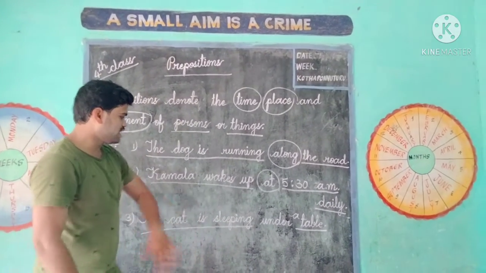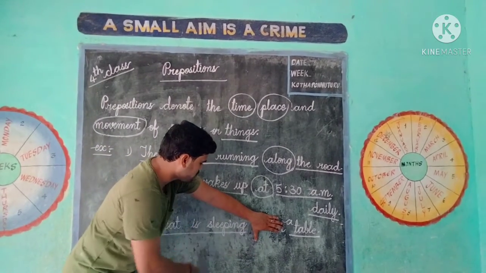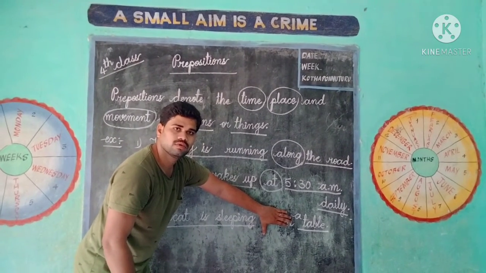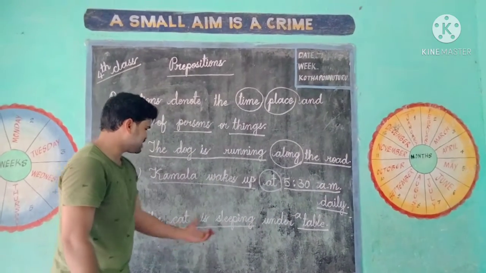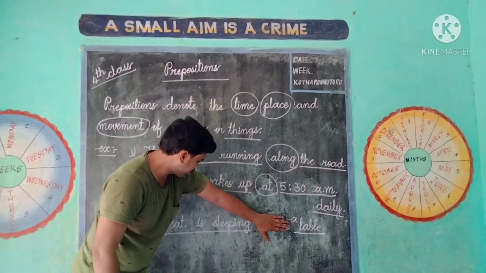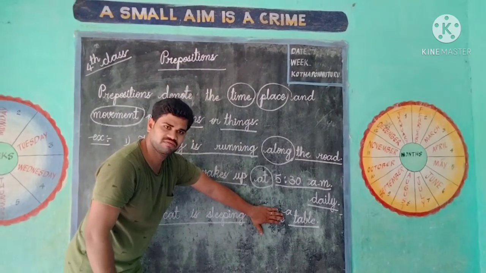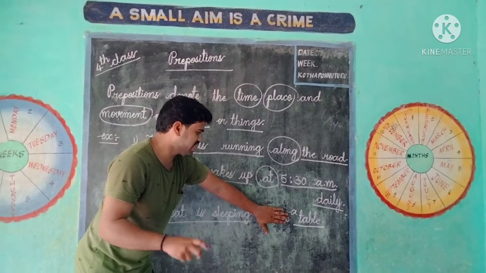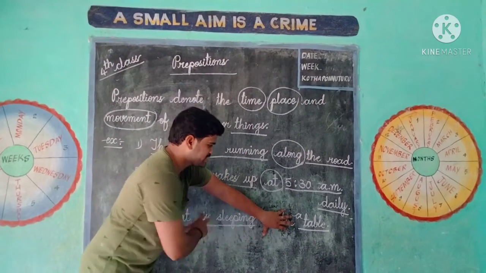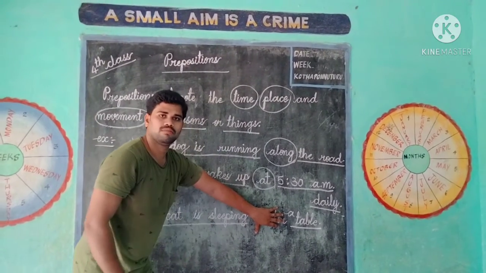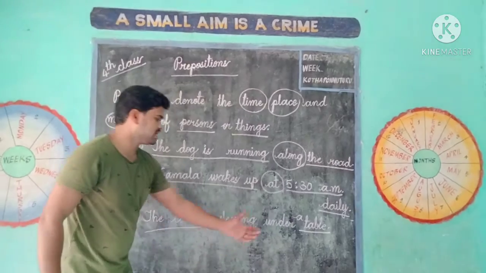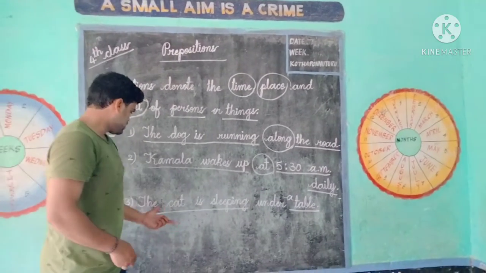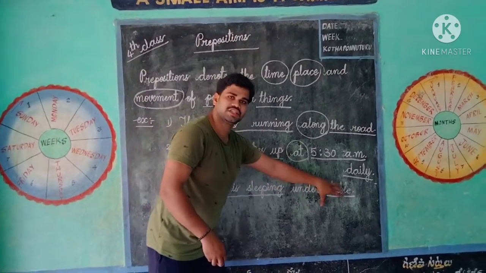If you don't write anything between these two parts, the cat is sleeping a table. The cat is sleeping a table. Is it meaningful? No. It's not a meaningful sentence. We must write a word to connect these two parts. That is under. The cat is sleeping under a table.